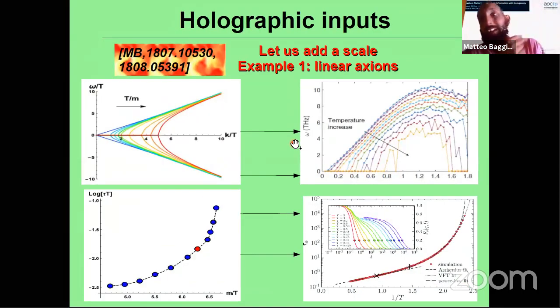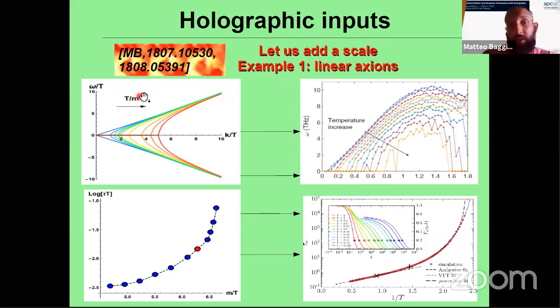Now, let's try a slightly more complicated model, and let's add a scale. The simple example is the linear axion theory. If we do this in the linear axion theory, we discover that the behavior is modified, and it looks very similar to what we were discussing. So these are the modes. Sorry, this is a bit imprecise. This is the real part of the frequency, as a function of T over m.